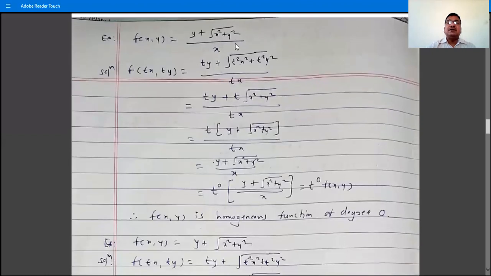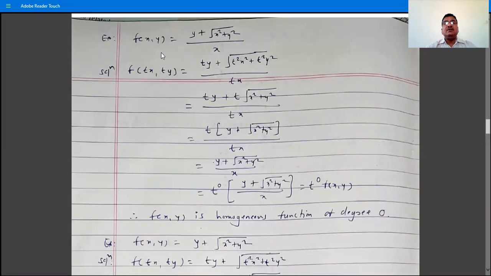If we observe this example, f(x, y) is (y plus root x square plus y square) divided by x, then we observe the numerator is a homogeneous function of degree 1, and the denominator is a homogeneous function of degree 1, and so the degree of this whole function f(x, y) is 1 minus 1, that is 0. We will check by using the third approach, that is, we will find f of (tx, ty). So it is (ty plus root t square x square plus t square y square) divided by tx. So how can we find the value of f of (tx, ty)?